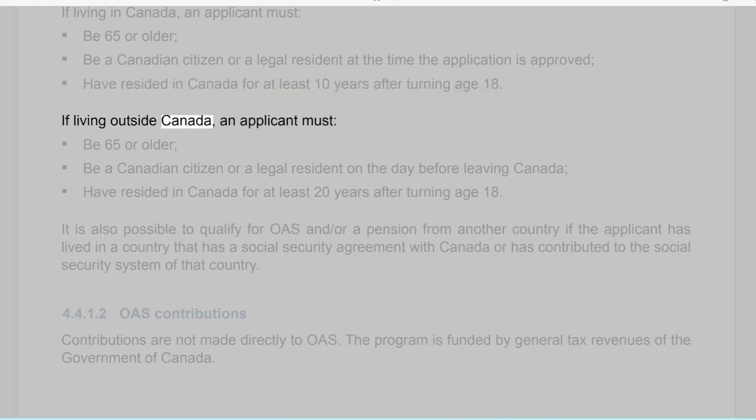If living outside Canada, an applicant must be 65 or older, be a Canadian citizen or a legal resident on the day before leaving Canada, and have resided in Canada for at least 20 years after turning age 18.